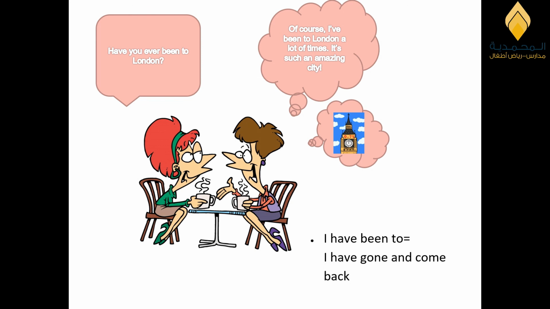So, when do we use have been? We use have been to say that the person has gone to the place and came back. So if you take a look at this example in front of you, a woman is asking her friend, have you ever been to London? And her answer was, of course, I've been to London a lot of times. It's such an amazing city. So her friend is with her. She is not in London now, and that's why we have used have been.